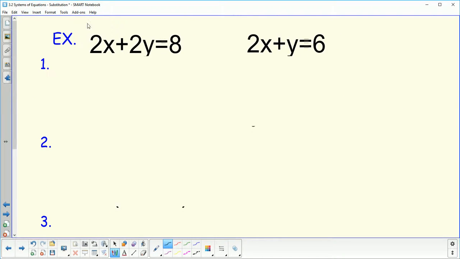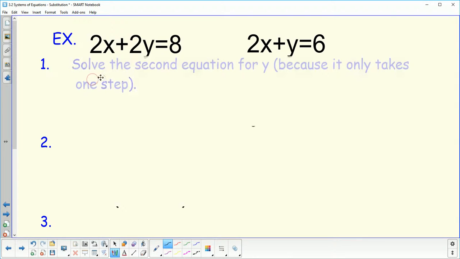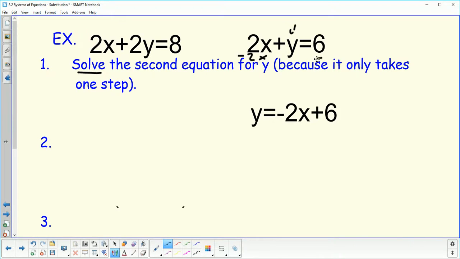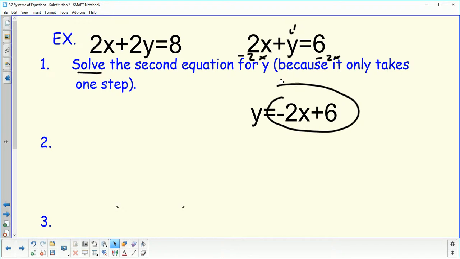What that would look like: here I have an example with a system of 2 equations. We want to start by solving one of our equations. In this case, this first equation is not the easier one to solve, but my second one is, because this y is by itself. It's only going to take one step: subtract 2x from both sides. A lot of people may write that as 6 minus 2x, which is perfectly fine, or you can say y equals negative 2x plus 6. So we have y equal to some expression, and that's what we want.